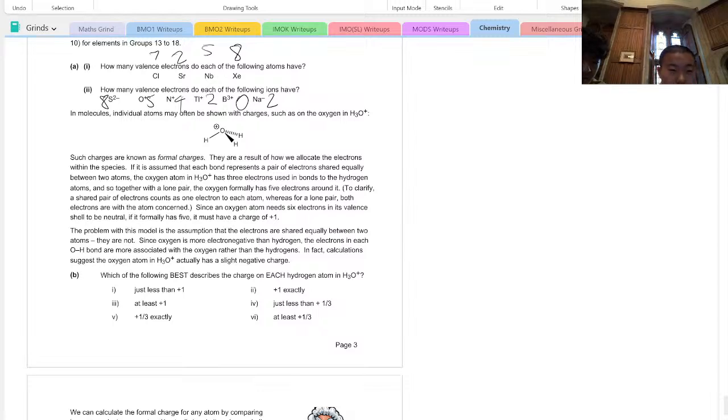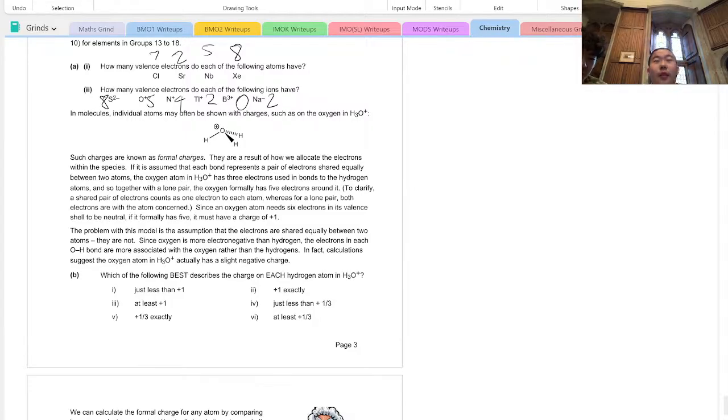The problem with this model is the assumption that the electrons are shared equally. They're not. Since oxygen is more electronegative, the electrons in each OH bond are more associated with the oxygen rather than the hydrogens. In fact, calculations suggest the oxygen atom in H3O+ actually has a slightly negative charge.